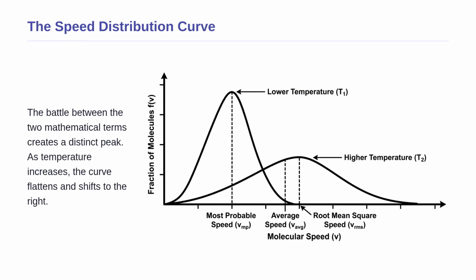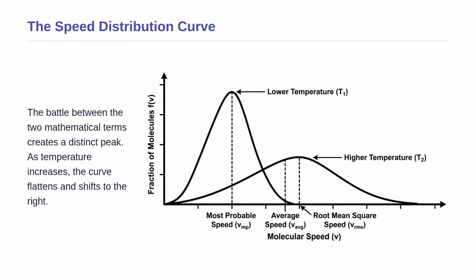Let us visualize what this mathematical battle looks like. Here, we see the Maxwell-Boltzmann distribution curve. The horizontal axis represents the molecular speed, and the vertical axis represents the fraction of molecules traveling at that speed. Notice the tall, narrow blue curve representing a lower temperature. Most molecules are clustered around a specific speed at the peak.